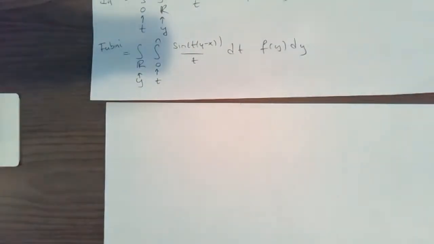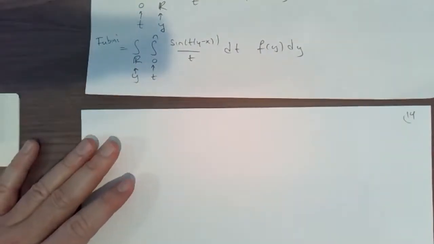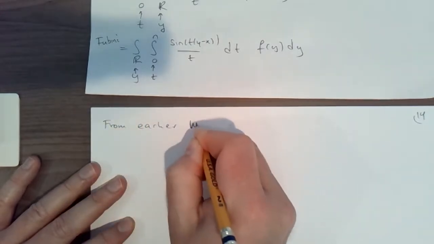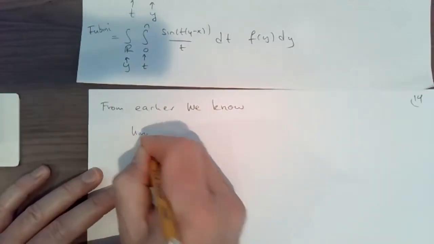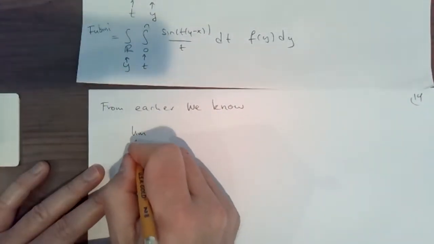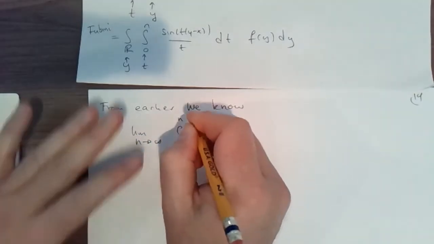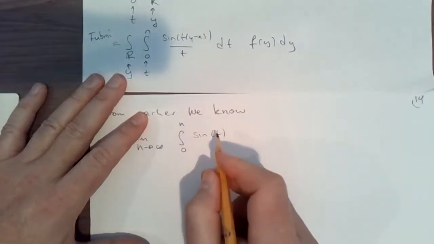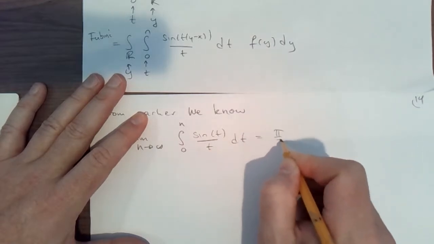So from the beginning of today's lecture, we know from earlier that the limit as n goes to infinity of that inner integral of sine t divided by t dt is equal to pi over 2.